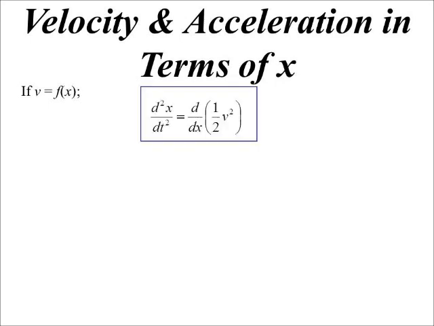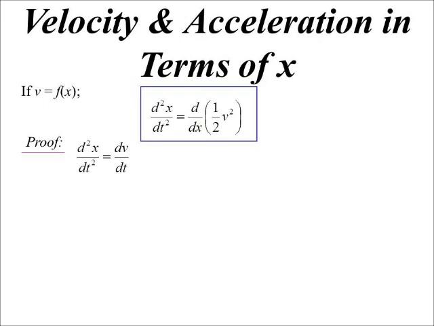So if velocity is some function of x, then what we know is this: the acceleration is still the derivative, but be very careful. We don't just differentiate velocity to get acceleration now. That only works if it's with respect to time. If velocity is with respect to displacement, then what we differentiate is actually a half v squared. A half v squared. Now, let's show you why that works.